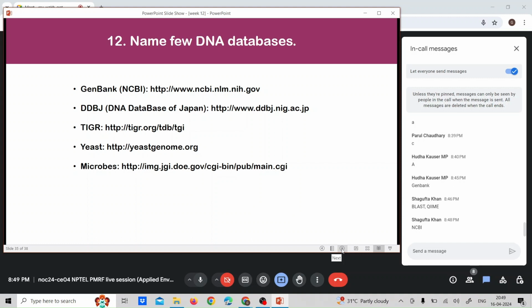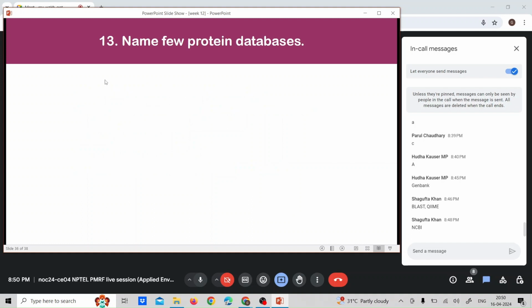BLAST and others are basically not databases as such. You also use them as tools for analysis. But what I had asked was generally DNA databases. Okay. So yes, again now, name a few protein databases.